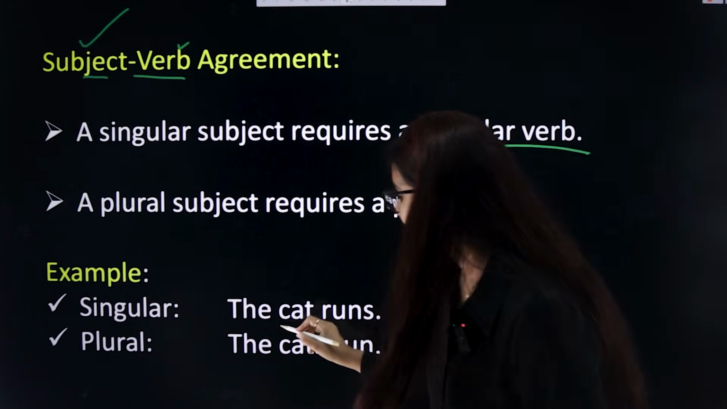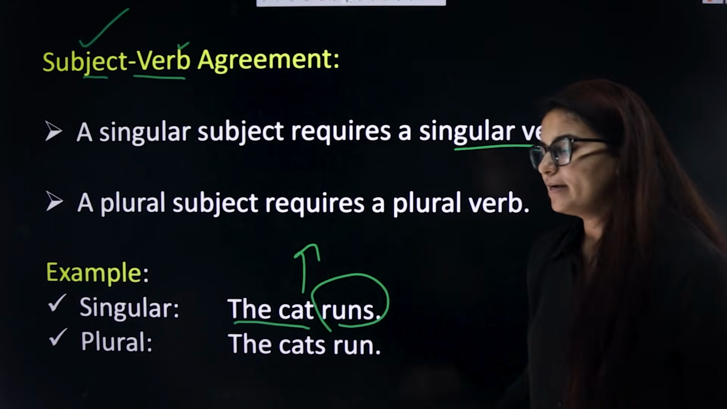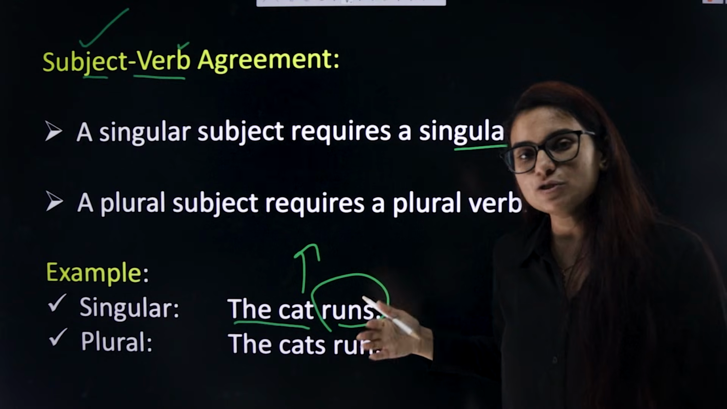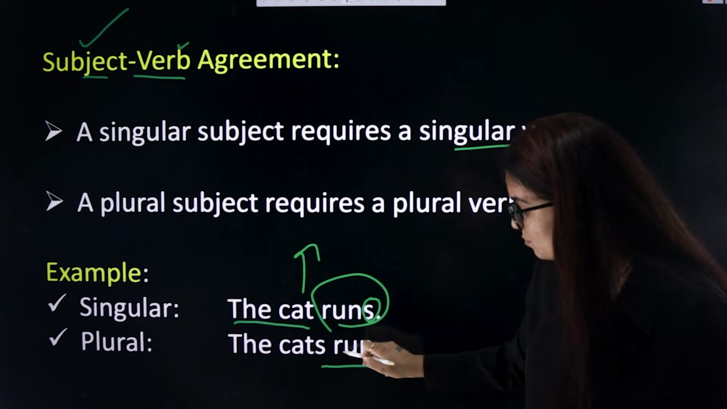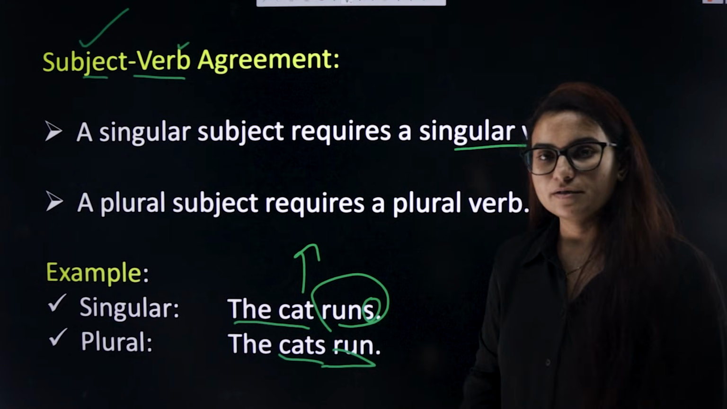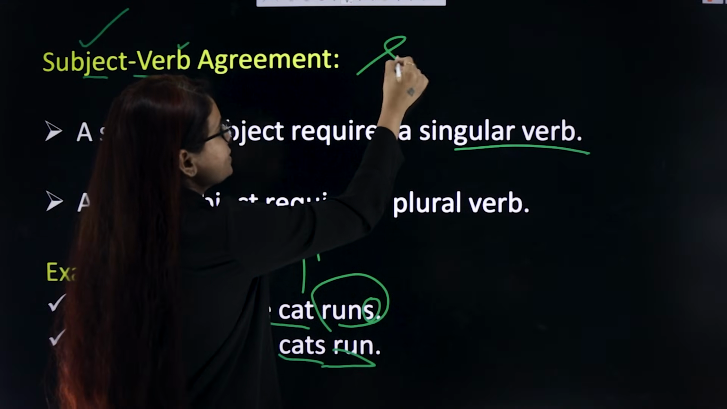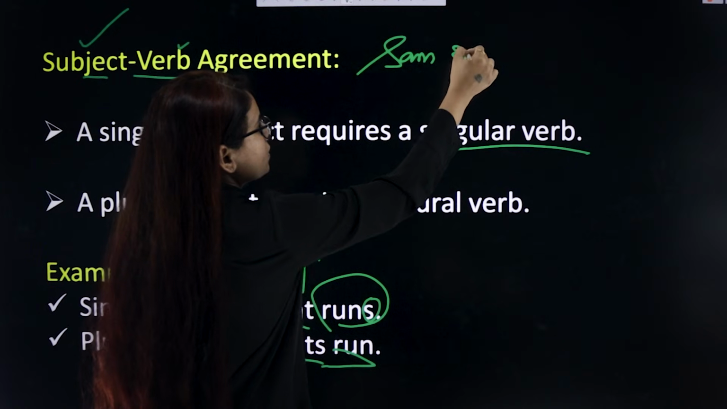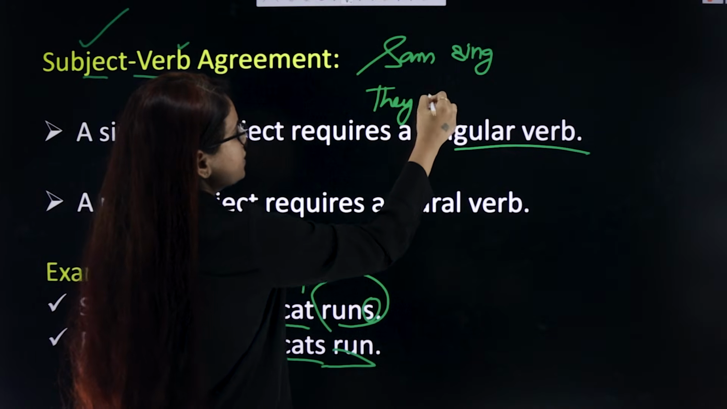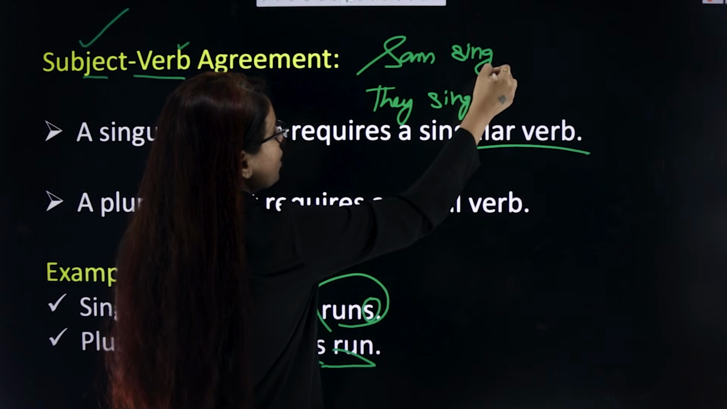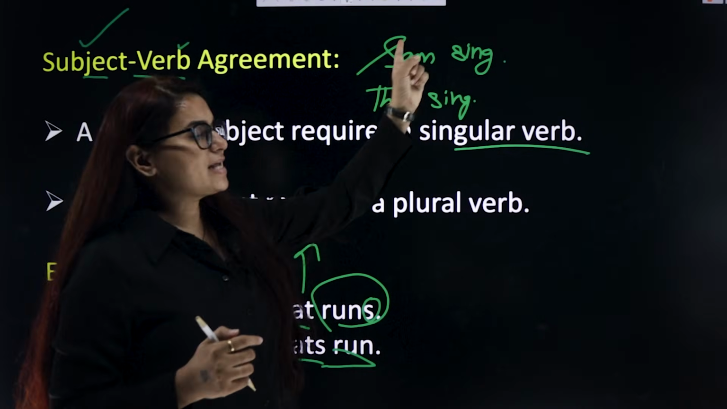So when I say the cat is singular, you have to say runs. Now please don't assume that runs means plural because it has S. No, this is singular. This is plural: the cats run. Another example. Let's say Sam sing. They sing. Full stop, which is correct. They sing or Sam sing.